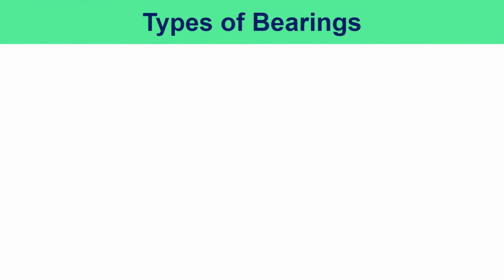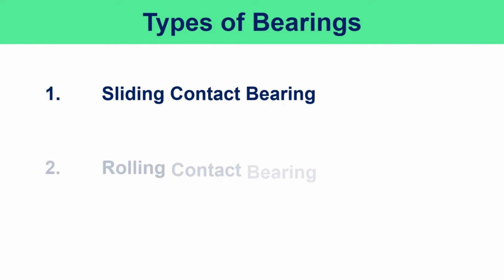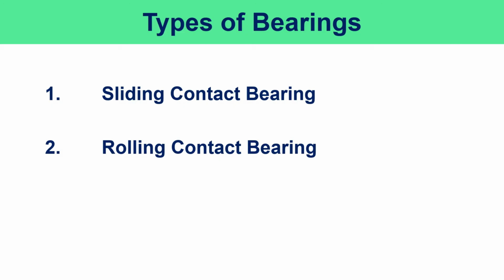Now move on to the types of bearings. There are generally two main types of bearings: sliding contact bearing and rolling contact bearing. Now let's get to the definitions of these types.